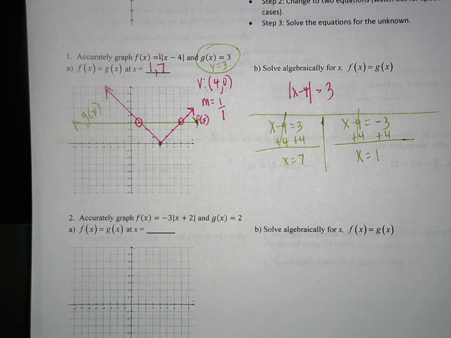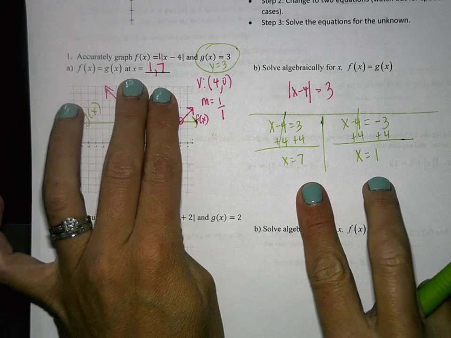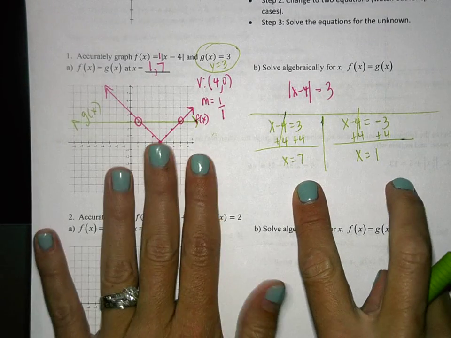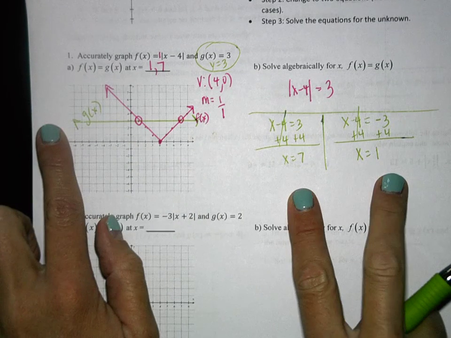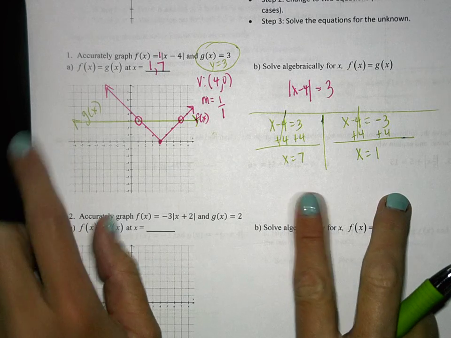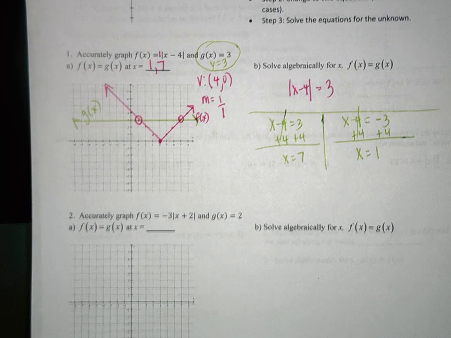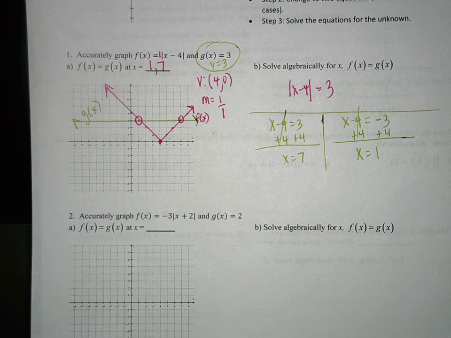Did you notice that we got the same answer? Yeah. So graphically it's showing you this is where the two graphs intersect, and over here algebraically it's showing you the same two answers. Destiny, go ahead. Why did you make it negative?